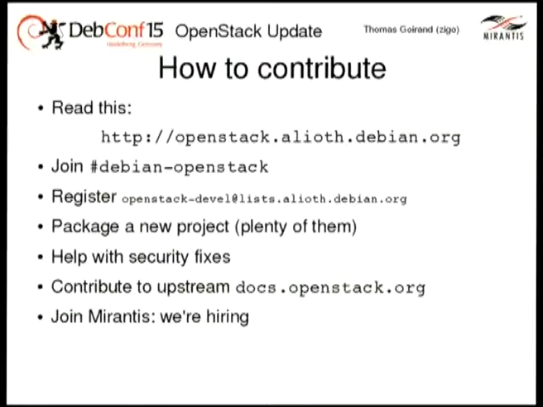If you want to contribute, you can. I suggest that you read the first page, openstack.alioth.debian.org, join IRC, and register to the mailing list. And then if you want to help, one thing that you can do is either go through the list of bugs and try to fix some, or package something new. Like I already mentioned, for example, Mistral. I haven't worked on that at all. So that would be a good exercise if you want to join, and then after that you will understand how everything is working.